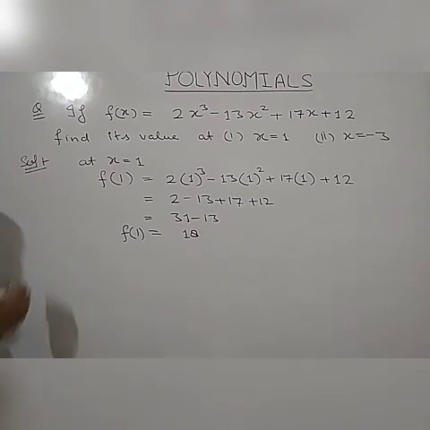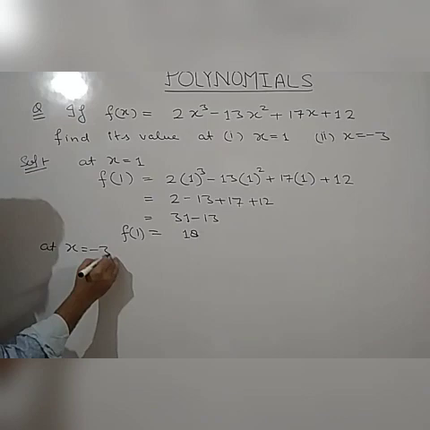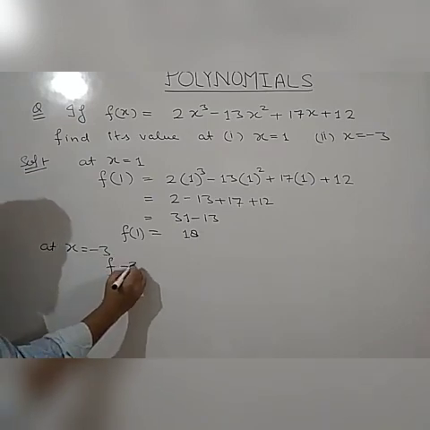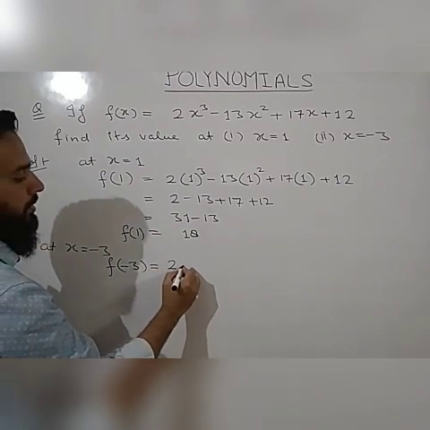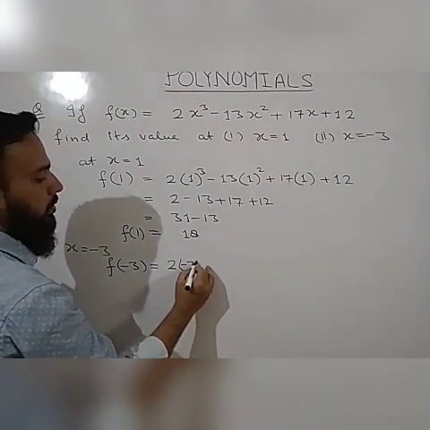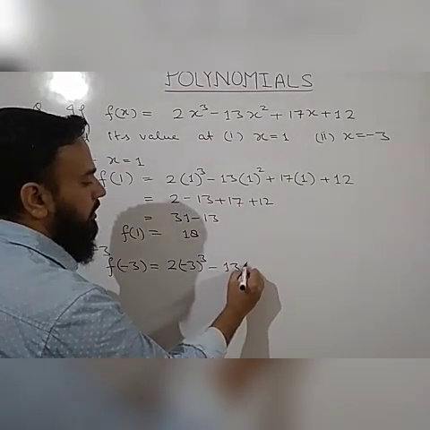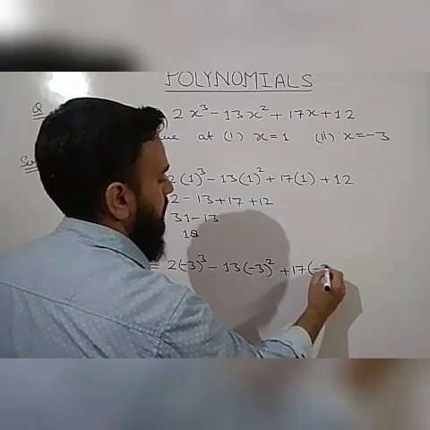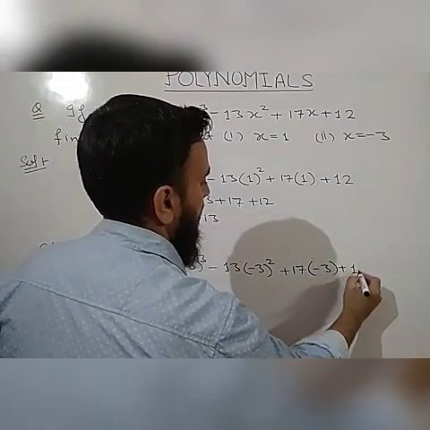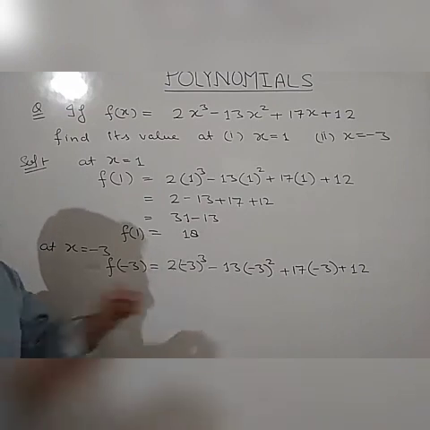Similarly, we can find the value of this polynomial at x = -3. It will be f(-3), which will be equal to, now putting x = -3, (-3)³ - 13 × (-3)² + 17 × (-3) + 12. Now in such types of problems where there is a negative sign, you have to take care of the sign also.